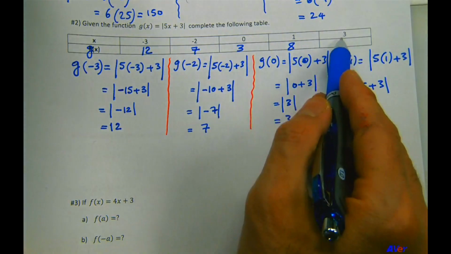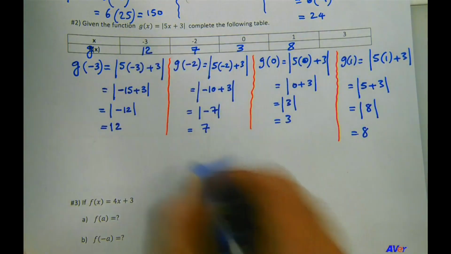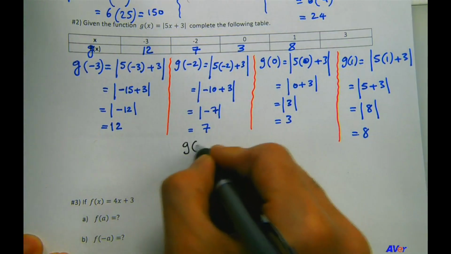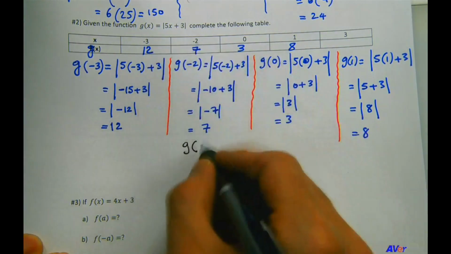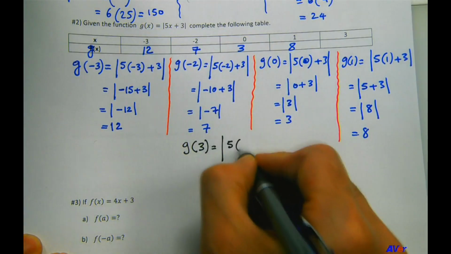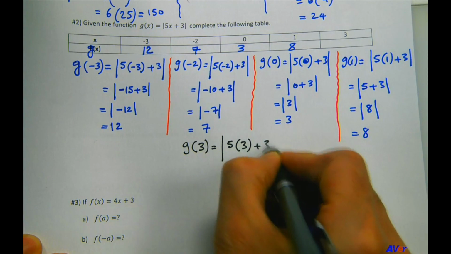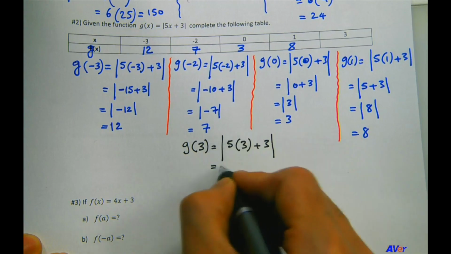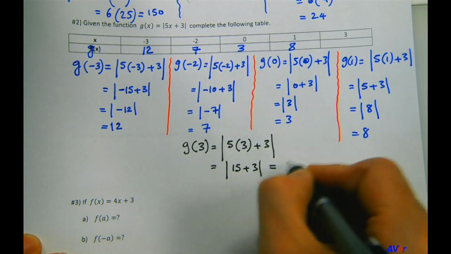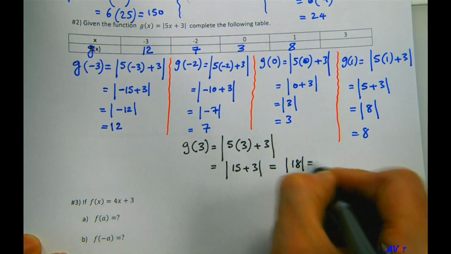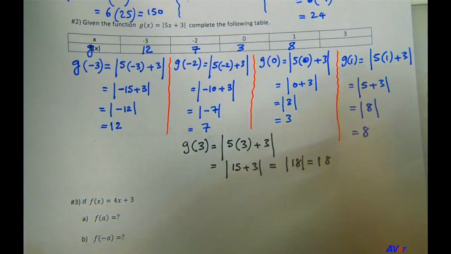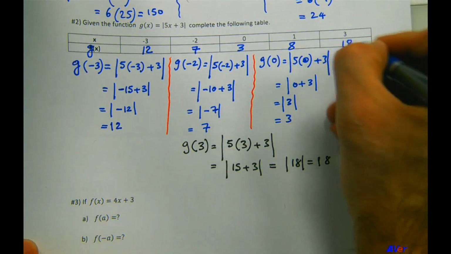Last one, positive 3, right? Let's plug it in. So the function g at positive 3 would be equal to absolute value of 5 times 3 plus 3 equals absolute value of 15 plus 3, equals absolute value of 18, which is equal to 18. And that will go in here.